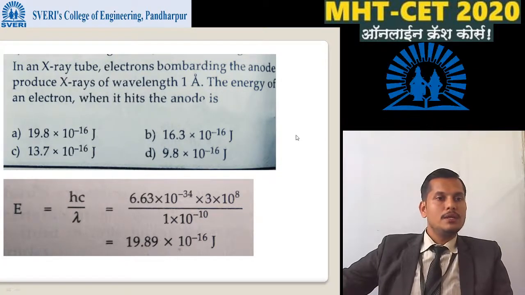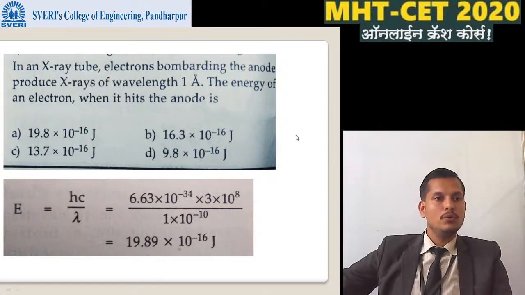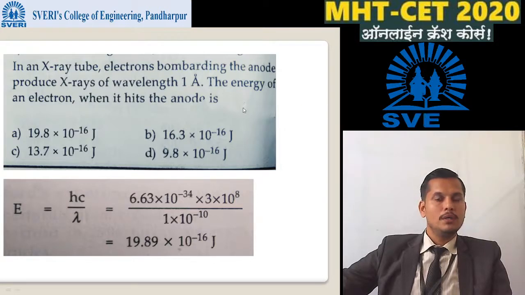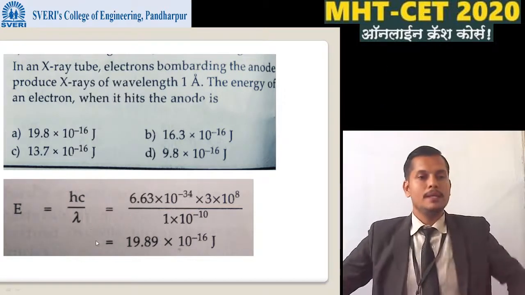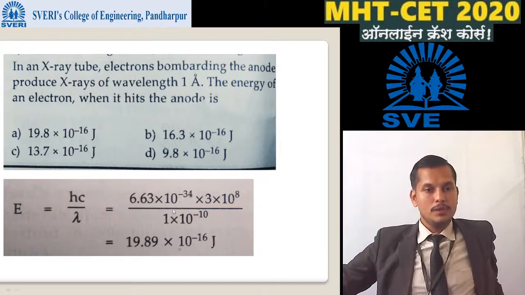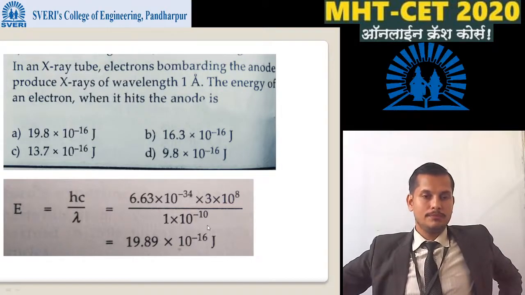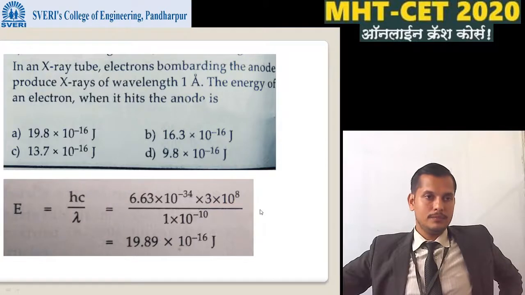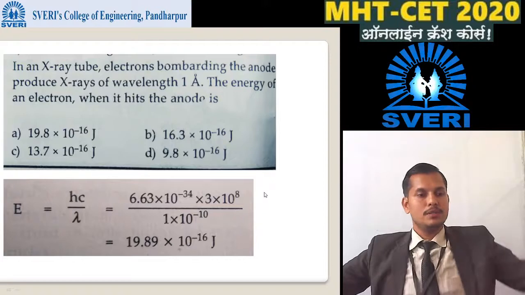Next, in an X-ray tube, electrons bombarding the anode produce X-rays of wavelength 1 angstrom. The energy of an electron when it hits the anode is. We know the equation E is equal to h nu, that is E is equal to hc by lambda. Value of h we put in, c we know, and lambda is 1 angstrom, that is 1 into 10 to minus 10 meter. After putting the values, we can get the answer. So this is our last MCQ.